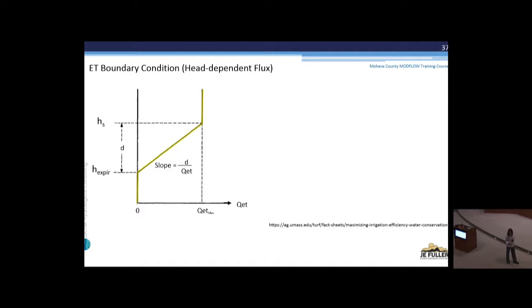This is how it's simulated. I'm not saying it does, but this is how MODFLOW simulates it. It varies linearly between these two elevations. So if I have a water table somewhere in the middle here, below the surface but above the extinction depth, my plant will be able to get this much ET. If I have it close to the surface, it'll be able to transpire more. If it's deeper, right above the extinction depth, it'll barely get any water. And that's how MODFLOW controls that head-dependent relationship between ET and the groundwater system.